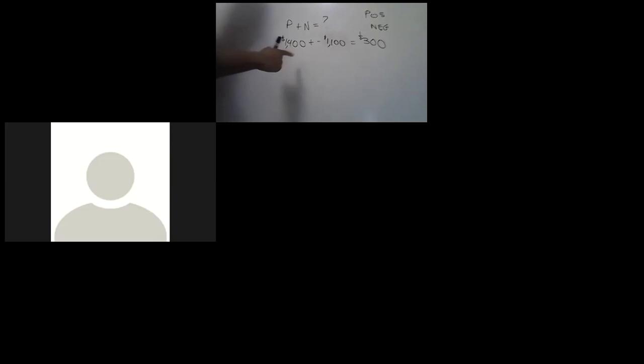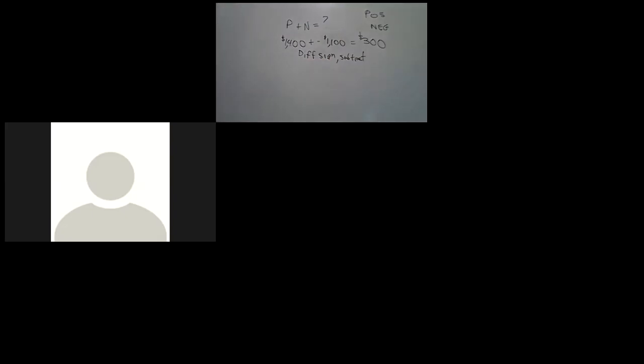But in this case, what we're having to do is subtract. So 1400 minus 1100 gives us 300. So the rule for different signs is: different sign, subtract. So these signs are different. We're going to subtract them. Now, I'm not going to go through the negative plus positive example just because it's pretty simple.